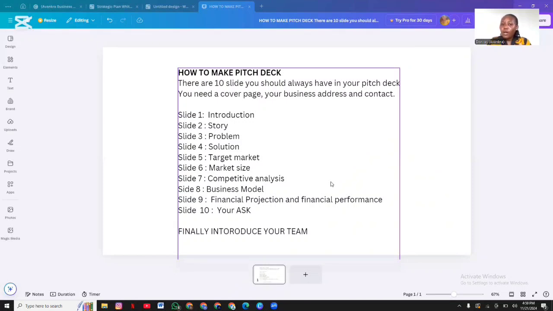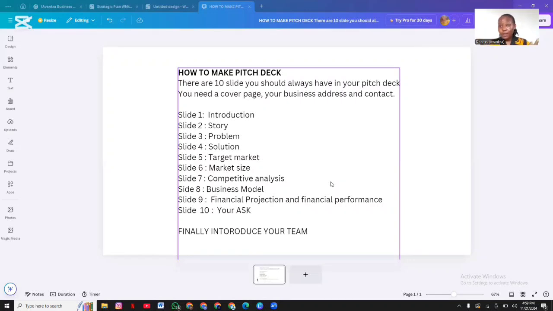So what are you into? Are you a fashion designer? Do you make clothes for women and men and all? So that's the introduction part. The next slide is the story. What is your story? What is the story behind your brand? Tell us what inspired your brand.